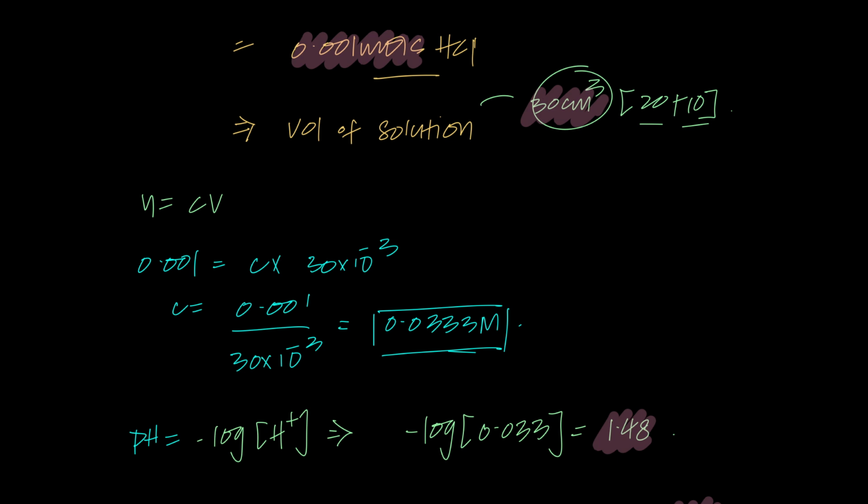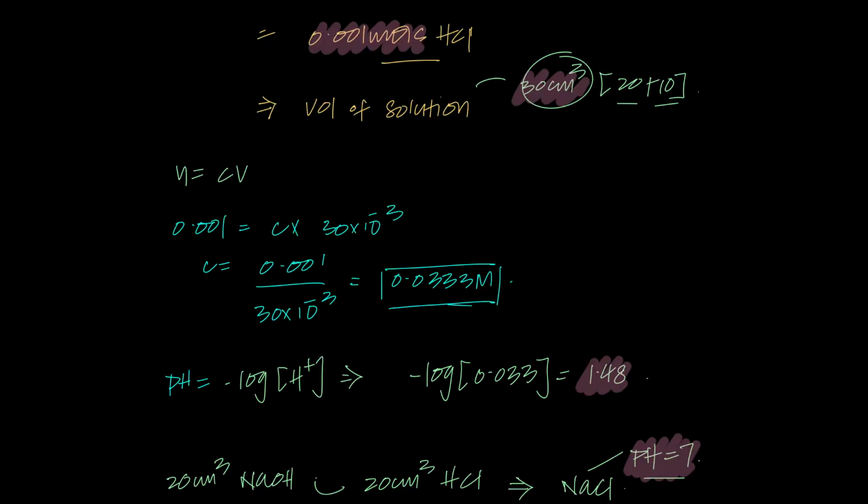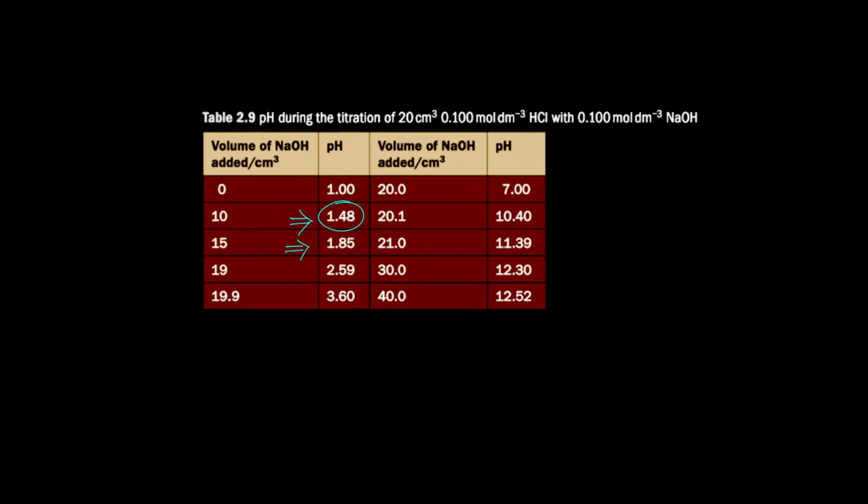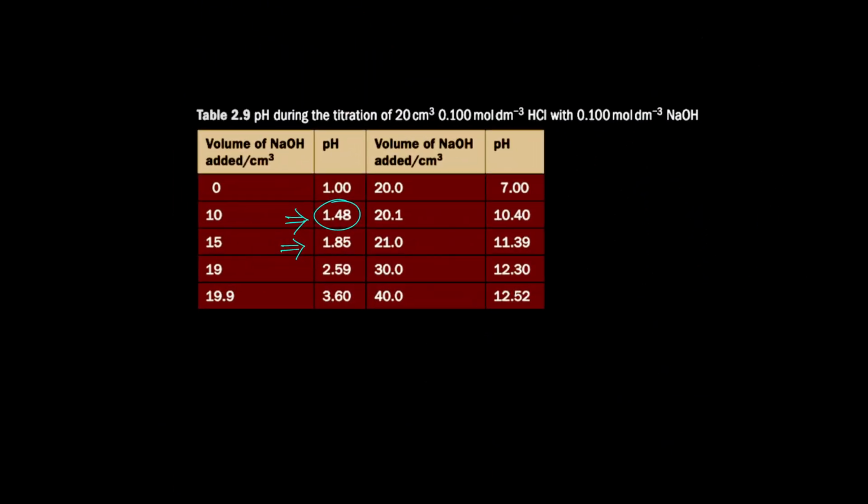This is how he does it. At every single point in time, you can calculate the pH. That's how beautiful it is. Right? So he calculated 1.48, then at 15 he calculated 1.85, at 19 he calculated 2.59, at 19.9 he calculated 3.60. But at 20, what would be the pH?